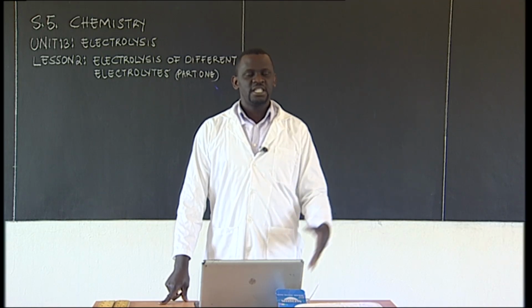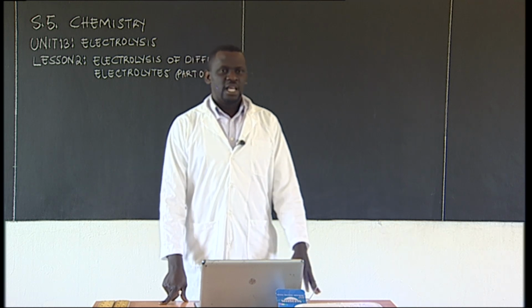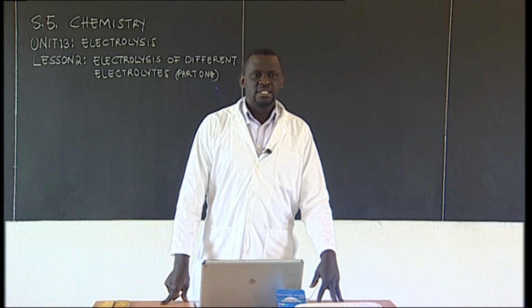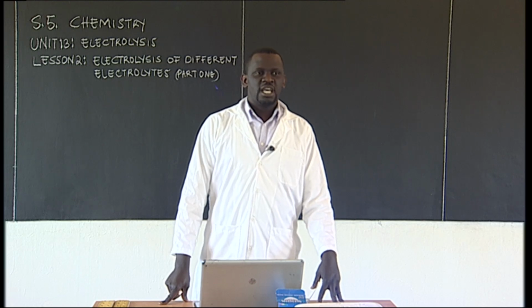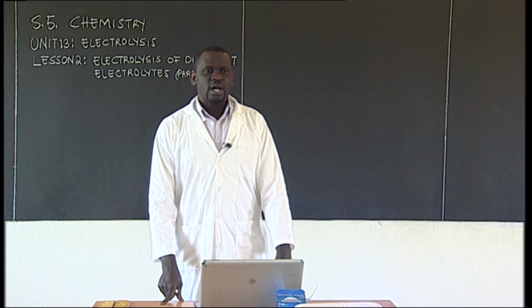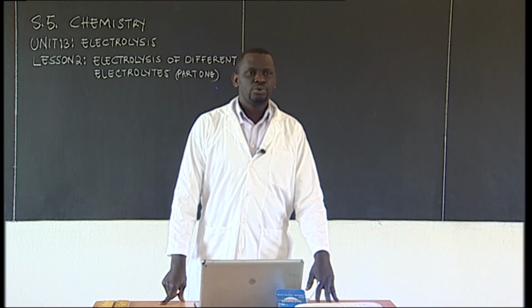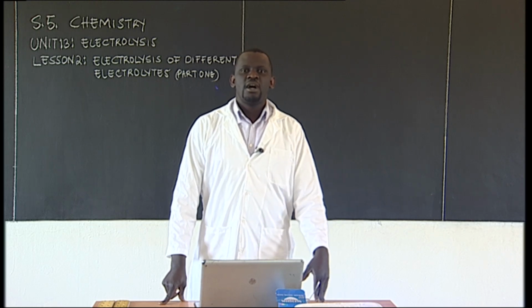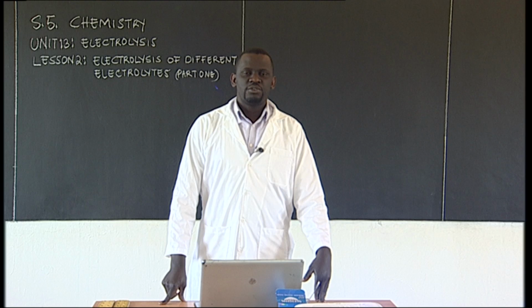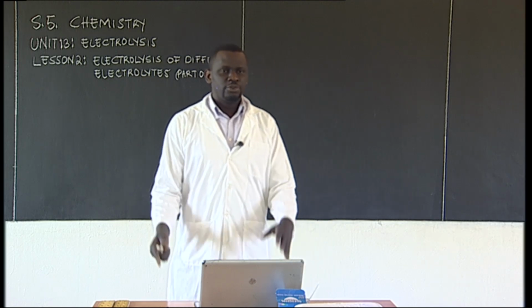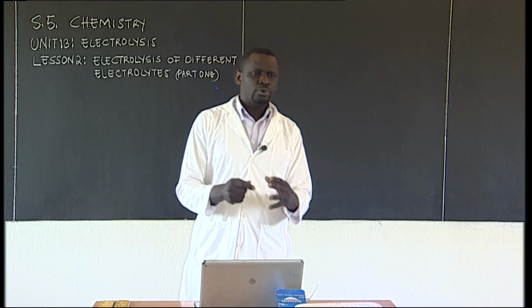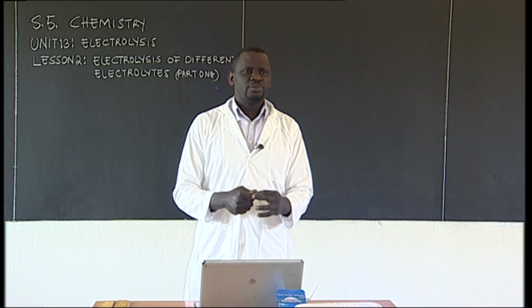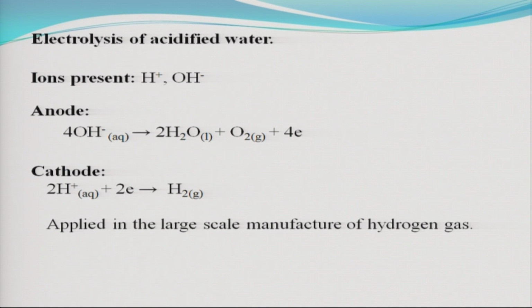We had different factors we talked about last time. Factor number 1 was the electrochemical series. Second was concentration. Third, we talked about the type of electrode, and also the different states of our electrolytes. We are going to use those principles to explain the different types of electrolysis of our electrolytes. The first one we are talking about today is acidified water.